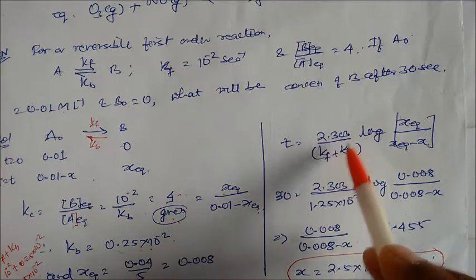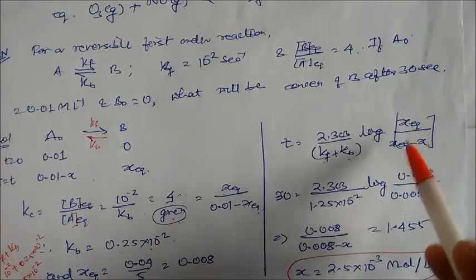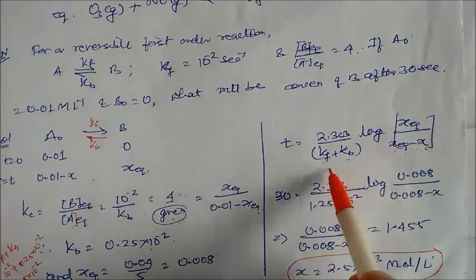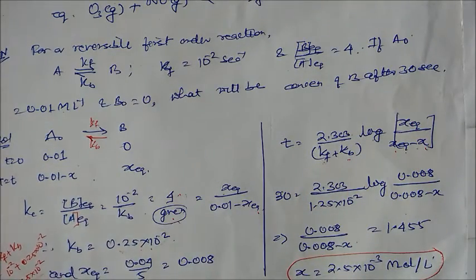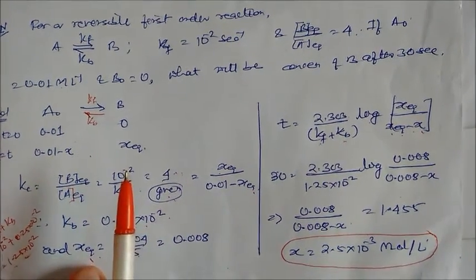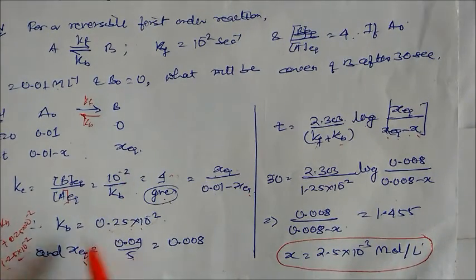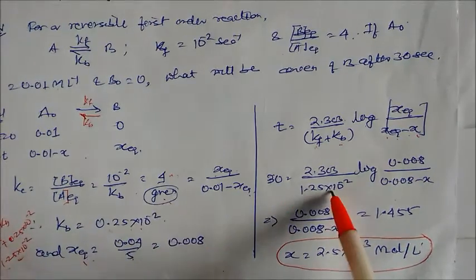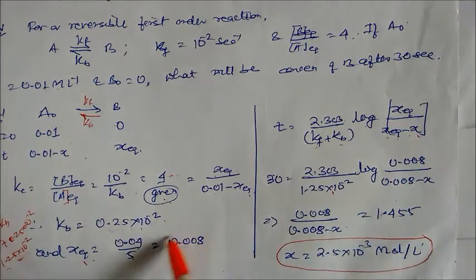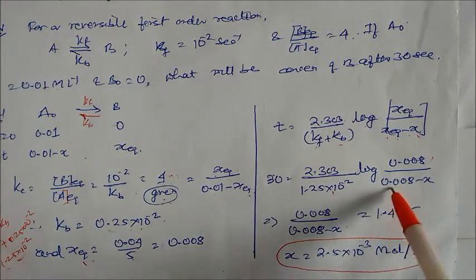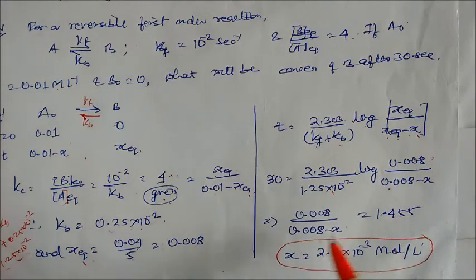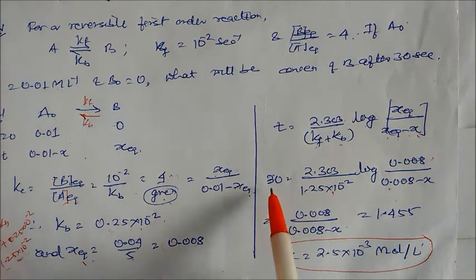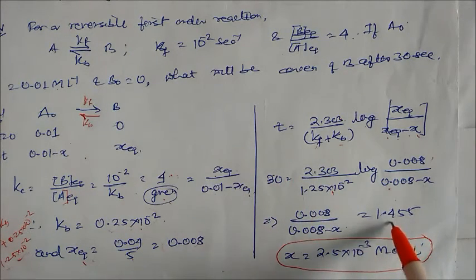So t equals 2.303 divided by (Kf plus Kb) times log of x equilibrium by (x equilibrium minus x). So Kf plus Kb is 1.25 into 10 to the power minus 2. We will substitute this value over here, and log of x equilibrium by (x equilibrium minus x) is equal to t. So the antilog of this whole value is given as 1.455. So solving, you will get x decomposed as how much?